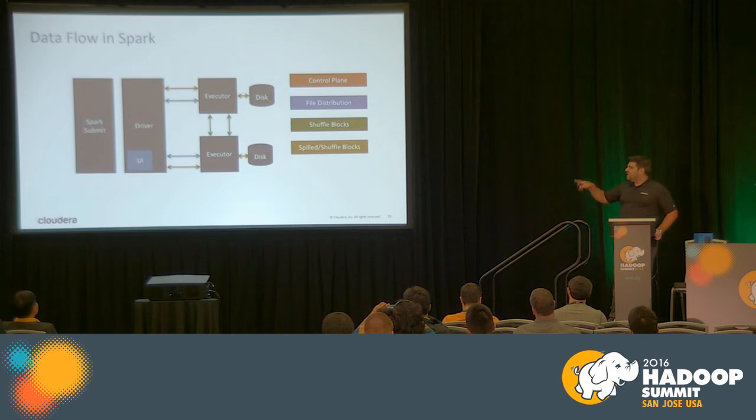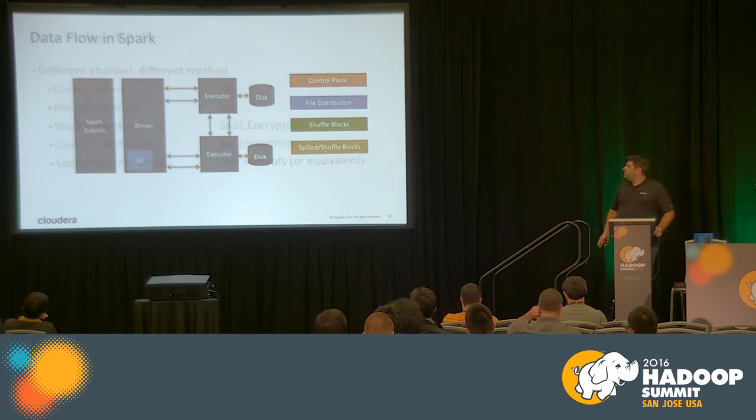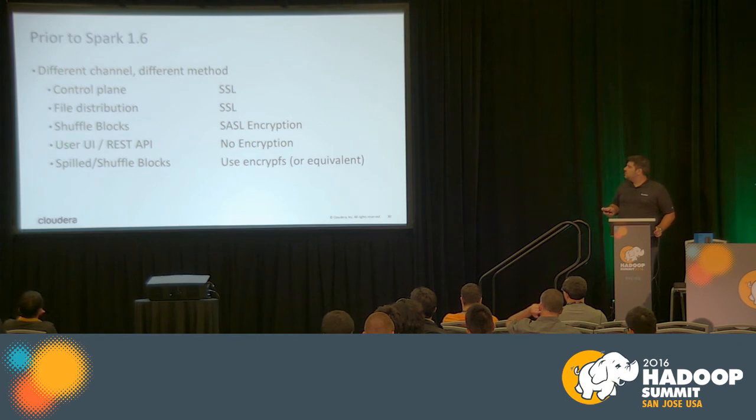So all these different mechanisms, if you care about on-disk encryption and over-the-wire encryption, all of these need to be encrypted. And conveniently, for a while, Spark had different ways of communicating. All these different channels had different ways that they spoke. This has been slowly getting better and better.